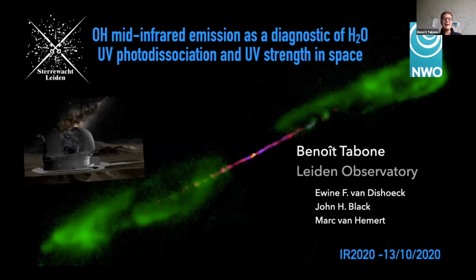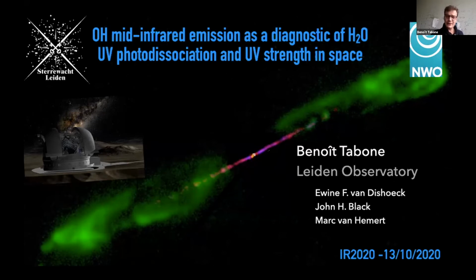Today I would like to show you how we can use OH lines in the mid-infrared to infer the UV photodissociation rate of water and also the strength of the UV field. This method can be applied to any molecular environment, but I will mostly focus on disks.